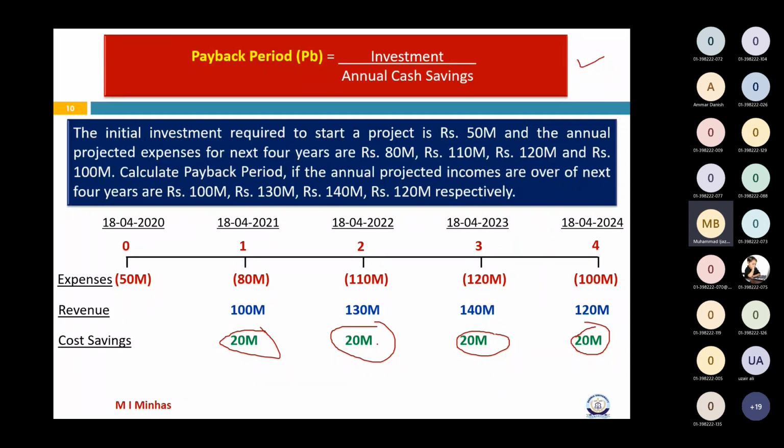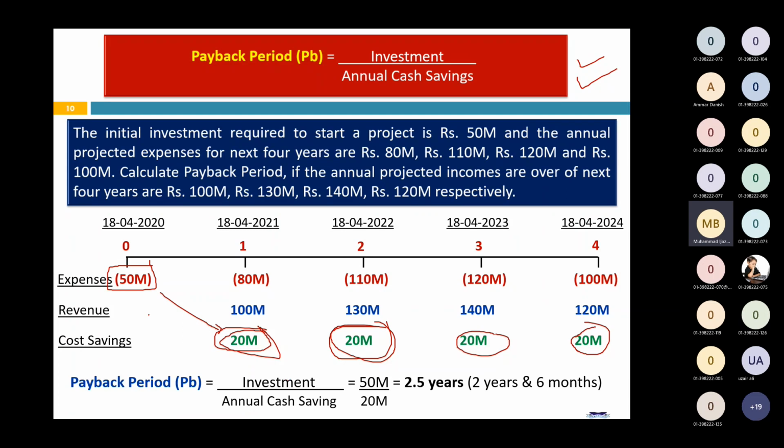Because we know one thing. Whenever we have a fixed amount of investment and then a fixed amount of income or saving, we can use this formula safely. Correct? So in this case, it would be 50 million, that is the investment, divided by the annual cash saving, that is 20 million. So my payback period is 2.5 years or 2 years and 6 months. Done?